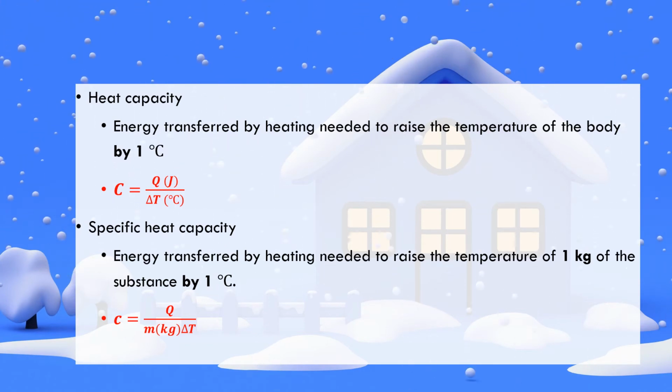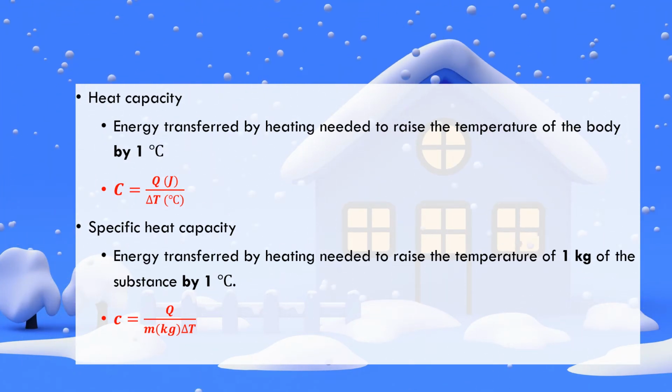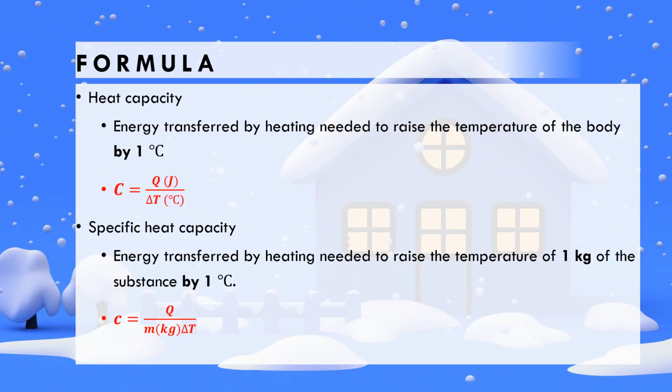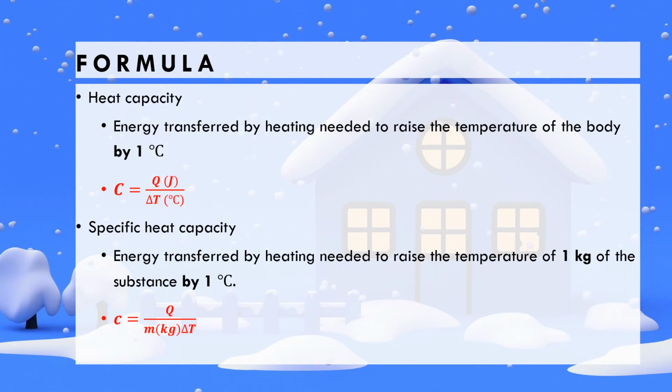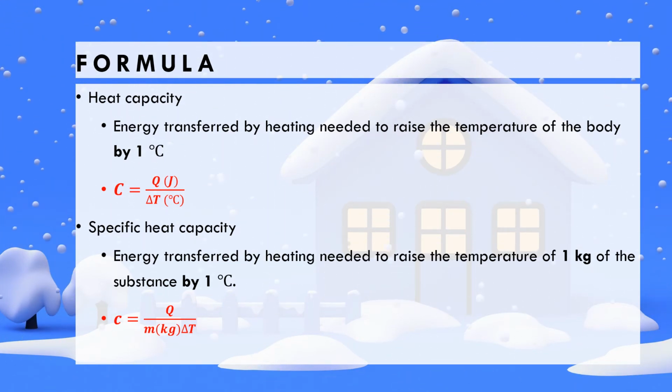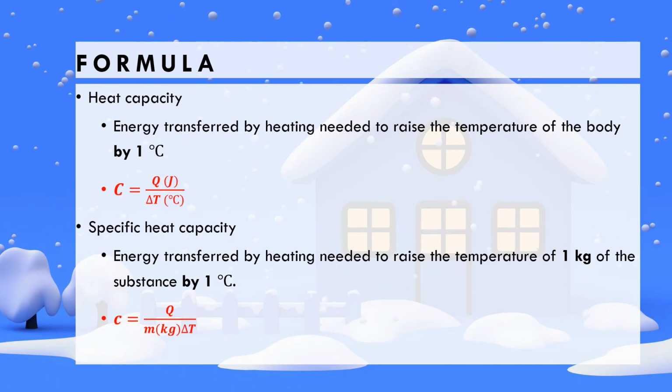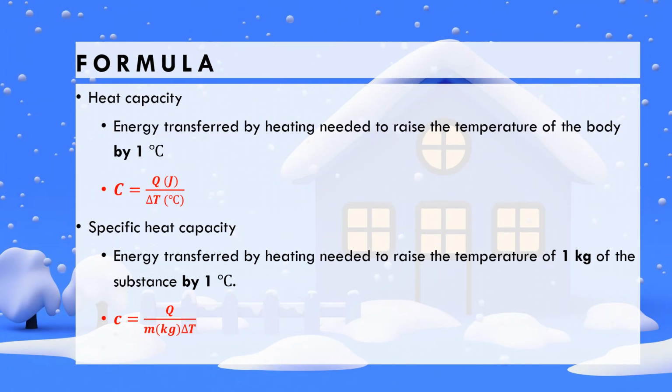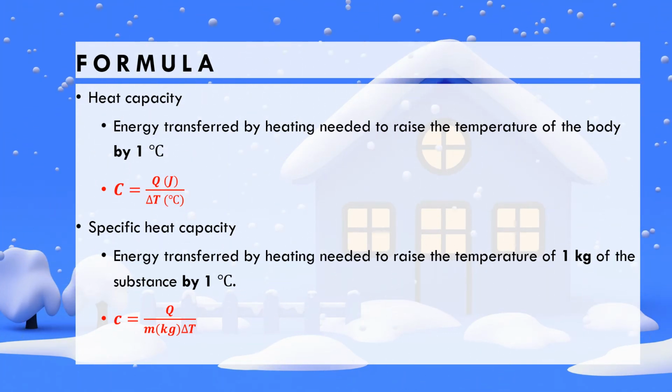Keep in mind for some of the units that you have to bear in mind. The unit for energy is joule, the unit of temperature is degrees Celsius, the unit of mass is kilogram, and therefore the formula of heat capacity and specific heat capacity can be found out.